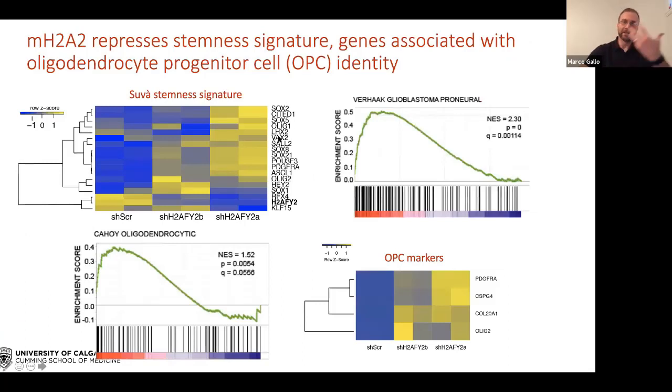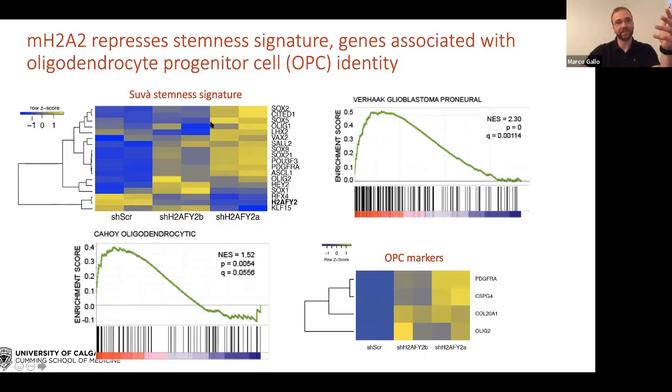And how does it do this? How does macroH2A2 affect stemness? So we went back to our genomics approaches. Anna did RNA-seq on cells that have the knockdown. These are primary cultures from GBM patients. We knocked down macroH2A2.